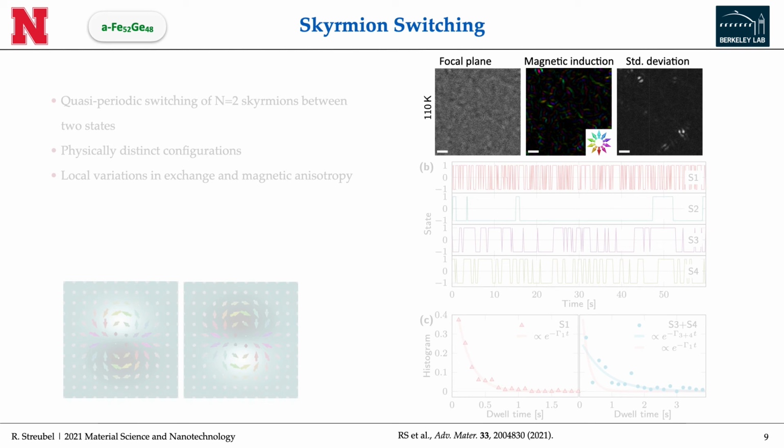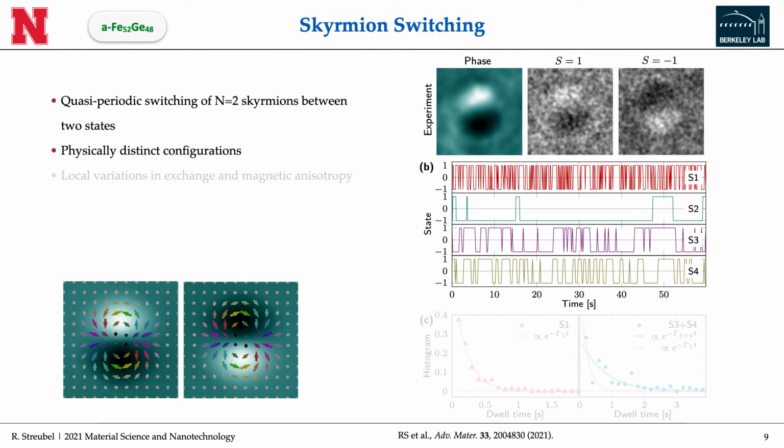This is further backed by our investigations of the low temperature phase at 110 and 100 Kelvin, where the time averaged signal does not show anything. It's basically gray, so no magnetic contrast. However, the standard deviation shows a very pronounced dipolar contrast, which means we have a frequent or quasi-periodic switching of n equals 2 skyrmions between, let's say, state 1 and state minus 1. And this is a state flicking between black and white and black.